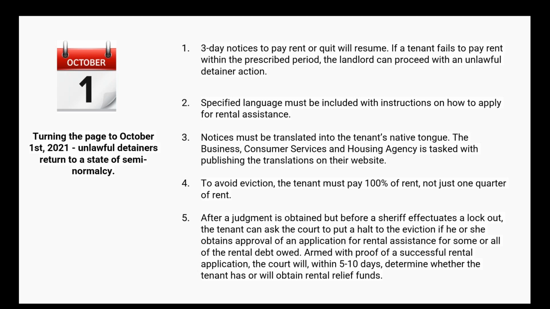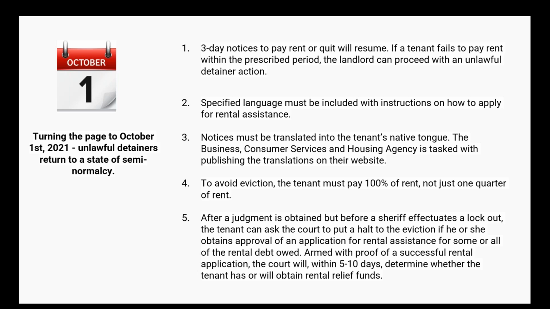If a tenant fails to pay the rent within the prescribed period, a landlord can proceed with an unlawful detainer action. I do want you to know that there will still be specific language that must be provided in these notices. Also, the notices must be translated into the tenant's native tongue if that's how they did business with you. My strong recommendation is you utilize English if you can with a prospective tenant, because it makes English the core language that you interact with the person in and makes things less cumbersome. However, the law is rather clear. Communication translations need to be provided to tenants if their native tongue is not English.